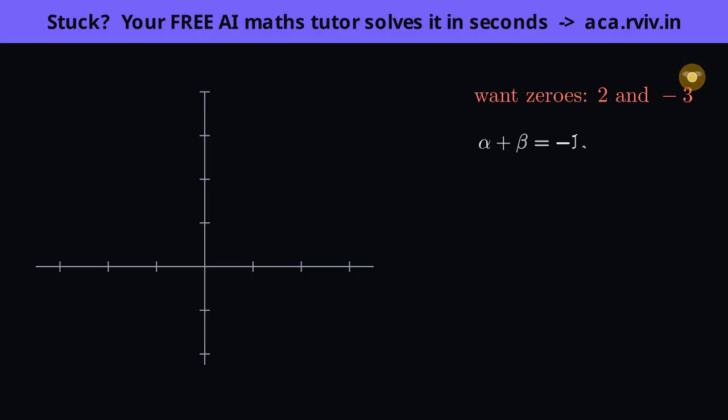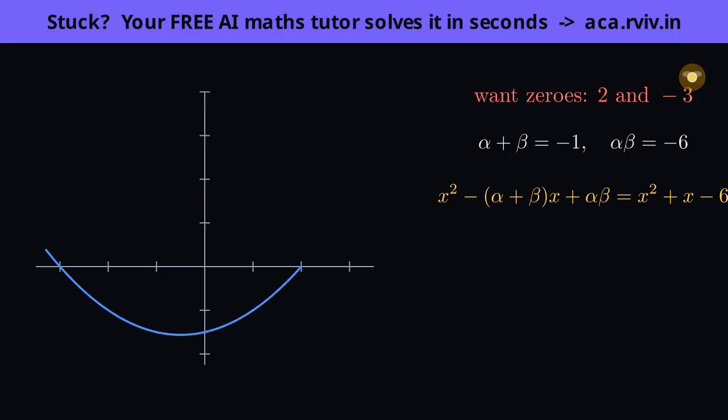First get the two quantities the polynomial cares about: the sum, 2 plus minus 3, is minus 1, and the product, 2 times minus 3, is minus 6. Now drop them into the expanded shape we found, x squared minus the sum times x plus the product. Minus a sum of minus 1 becomes plus x, and the product minus 6 sits at the end. Out comes x squared plus x minus 6. And there's the proof it worked. The parabola sails through exactly 2 and minus 3, precisely the zeros we ordered.